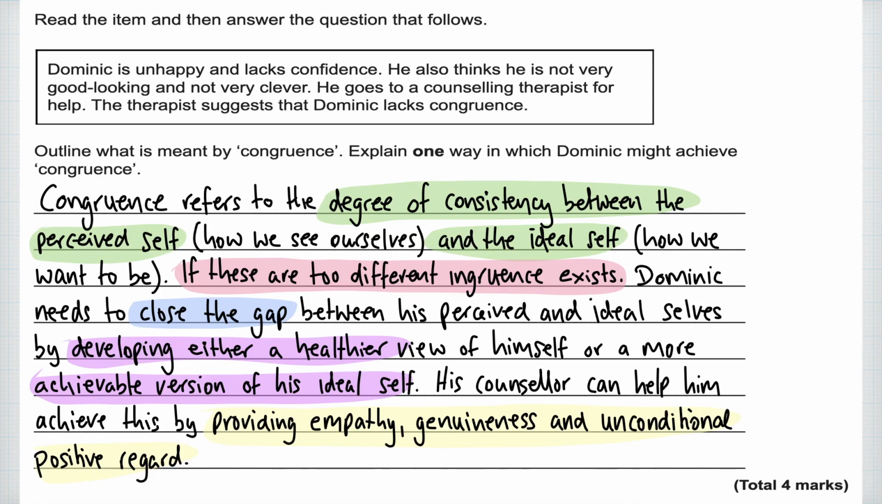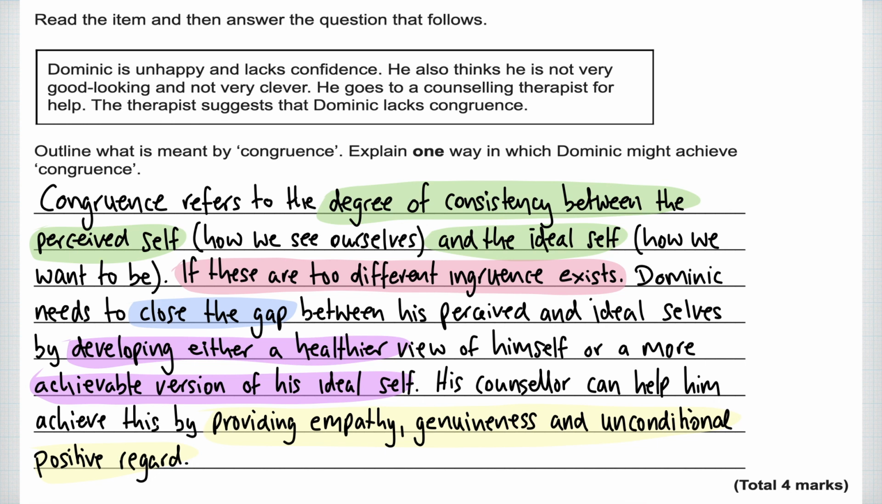So I would write something like this. You can see I've started with my AO1, which is in green, where I've said what congruence is, and then I've gone on to say how Dominic can achieve it. Just be aware, I've given you 2 ways that he can achieve congruence. Both of them are in purple. Obviously, in the real thing, just choose one, because like I said before, the examiner's only going to read one.